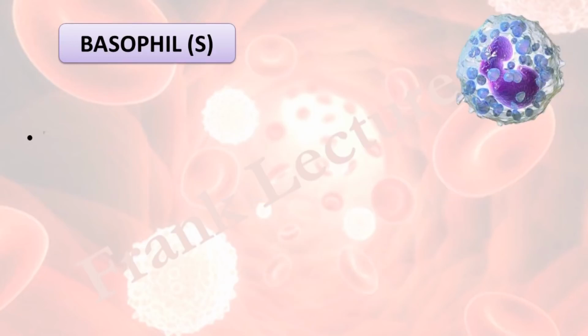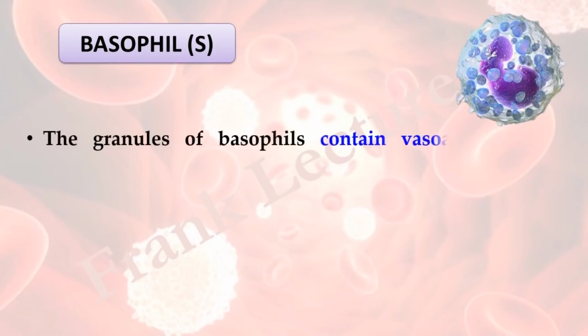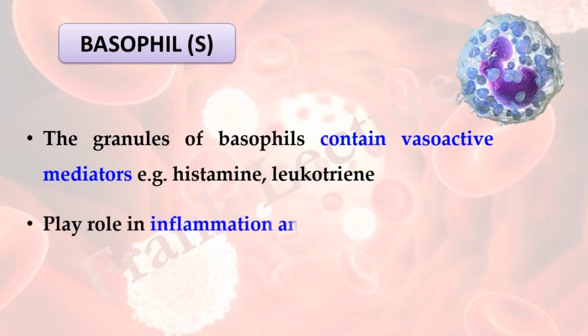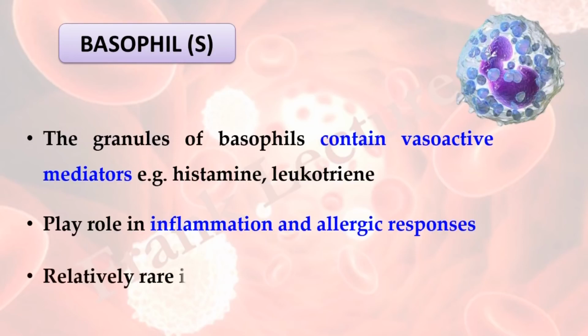The granules of basophils contain vasoactive mediators, for example histamine, leukotriene. Vasoactive mediators are those substances which influence the tone and diameter of blood vessels. Basophils play a role in inflammation and allergic responses. They are relatively rare in circulation. They constitute less than 1% of the blood leukocytes.